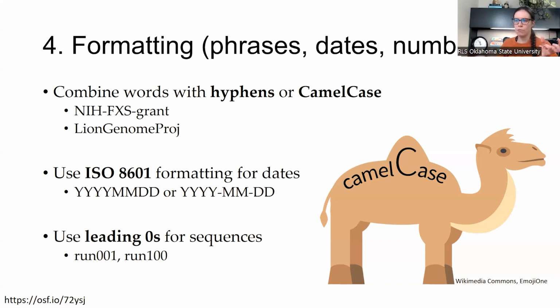So you would list the year first, followed by a two-digit month, followed by a two-digit day. And it's really your choice whether or not you want to separate those elements with a hyphen. If you're running some sequences, whether it's different runs of an experiment or any other kind of sequence in your files, make sure you're using leading zeros, so all of those numbers have the same number of digits.